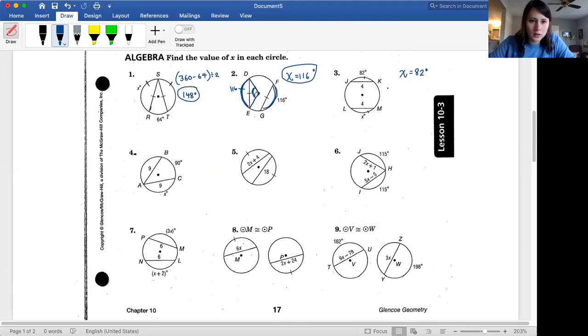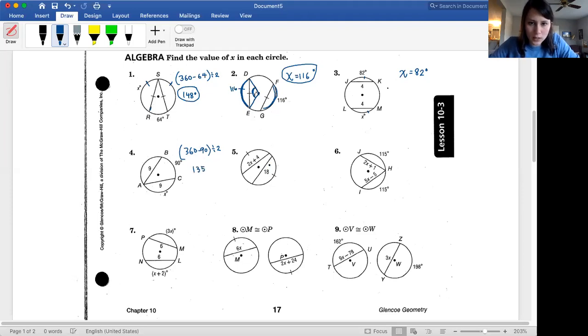Okay, looking at number 4, it's very similar to number 2, so go ahead and see if you can figure it out and solve for this arc AC, what that degree would be. Okay, so if you paused it and worked it out, hopefully you did 360 minus 90 and then divided that by 2. And so plugging that in, 360 minus 90 divided by 2 is 135.